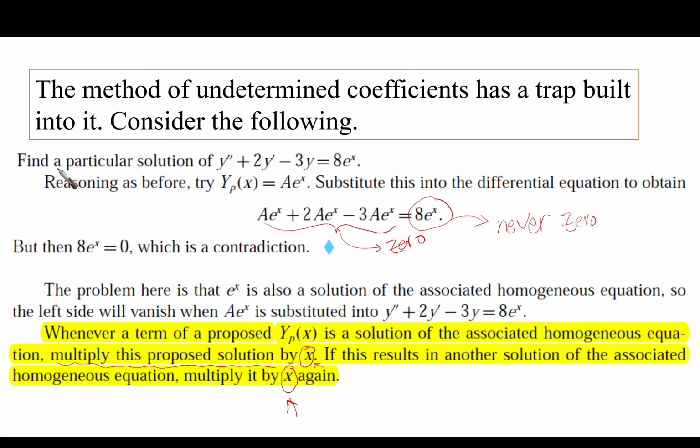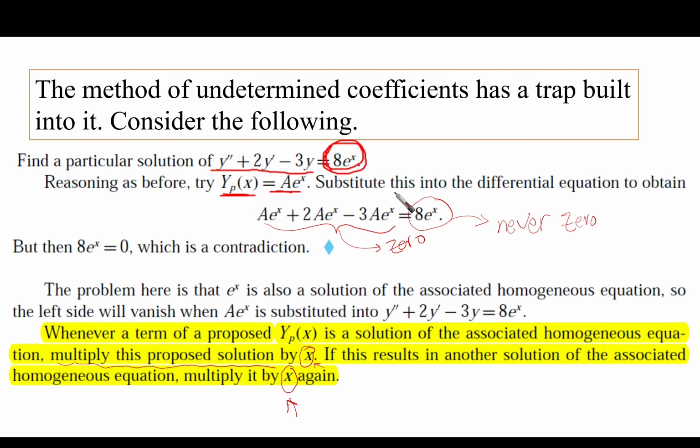Consider the following. Find a particular solution for this nonhomogeneous equation. Very easy here. The right-hand side is an exponential function, and this seems to be a constant coefficient homogeneous equation, very easy to get its solution. But as usual, reasoning as before, we are going to try y particular to be a constant times e to the x. Here, we said that it's going to be a e to the x.